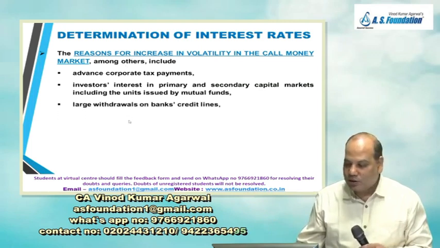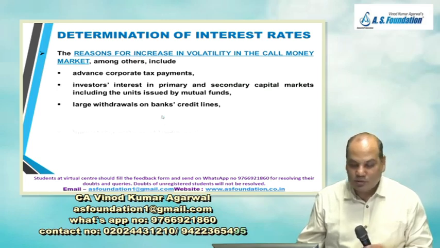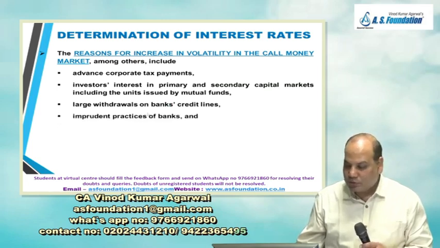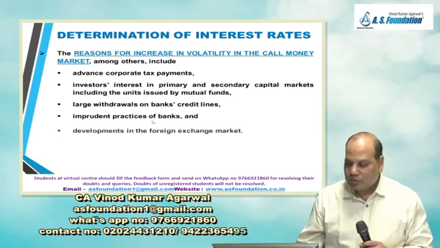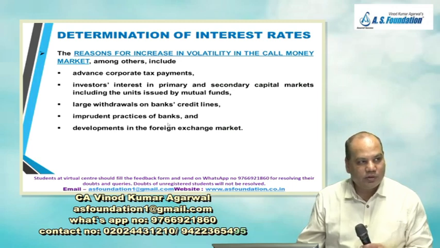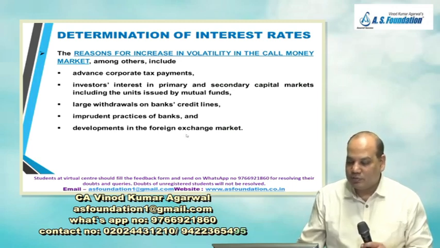So call money market is volatile. Large withdrawals on bank's credit line. That means the bank gives a credit line to their customer. Sometimes there is a large withdrawal. Imprudent practice of the bank. Mismanagement of liquidity.